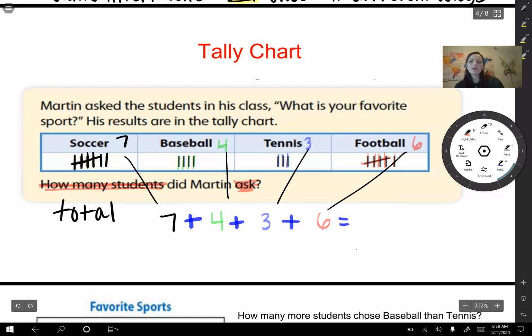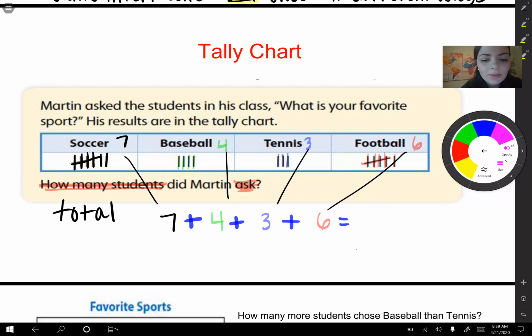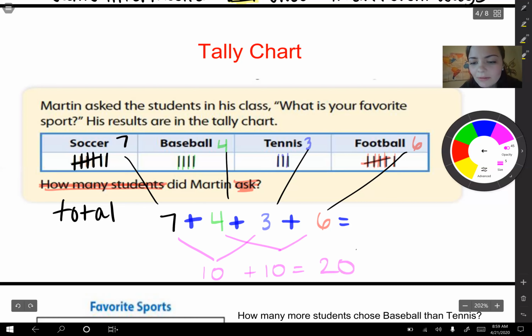So now let's think about a good strategy to add them. So something that I might do is I might take the ones that could make 10s, right? So do 7 and 4 make 10? Not quite, but 7 plus 3 do make 10. What else makes 10? 4 plus 6. So that is 10 plus 10 equals 20. And that was an easier way to find that answer. Making tens is always going to make it easier for you.